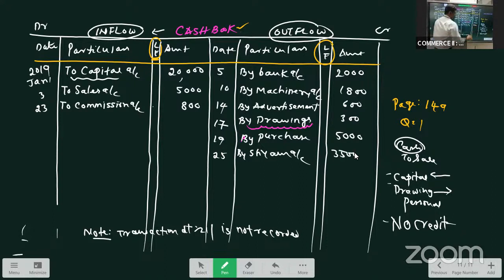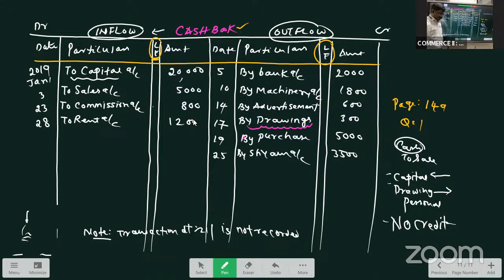By Sham. How much? It is 3,500. Then received rent. Received is an income. Received is an inflow. Write it on the debit side, to rent account. How much? 1,200. So this is how the cash book recording is done. We have recorded all the transactions in our cash book.